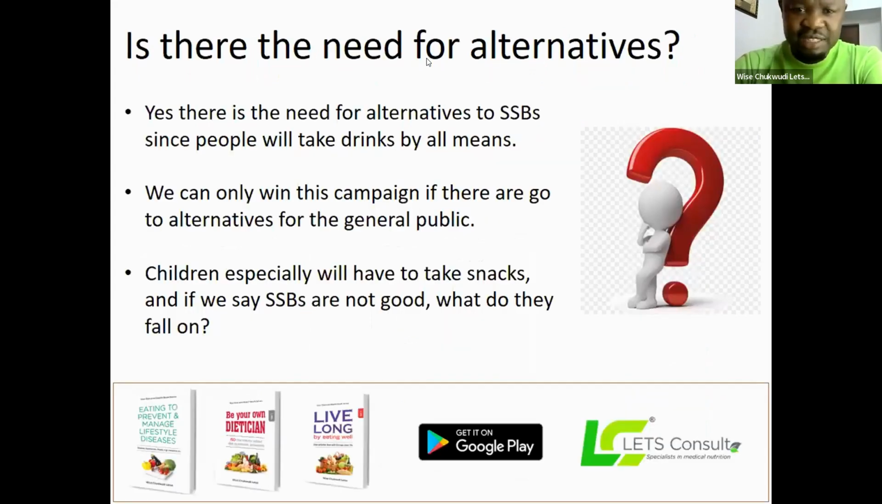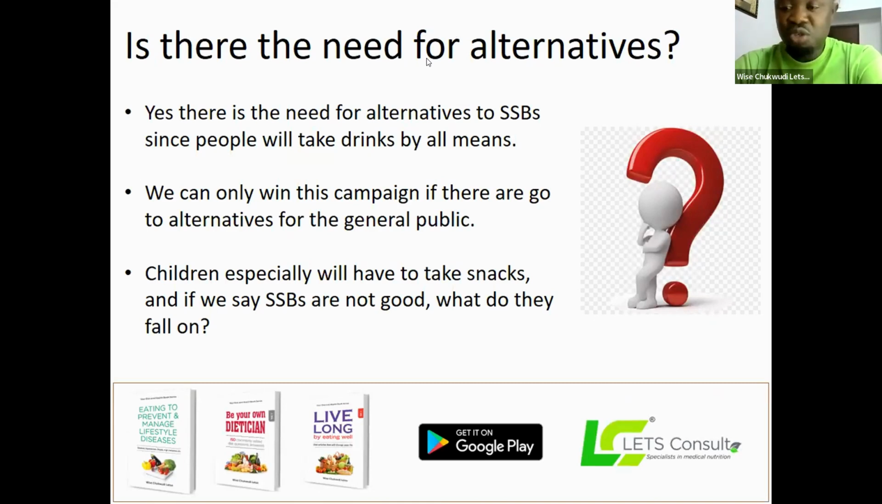We have seen that the sugar sweetened beverages are not good. So what should people be drinking? Is there the need for alternatives? Yes, there's the need for us to look for alternatives. And as nutrition practitioners, when we are sitting in the clinic, we have to offer proper alternatives to all the bad things that we tell people not to eat.